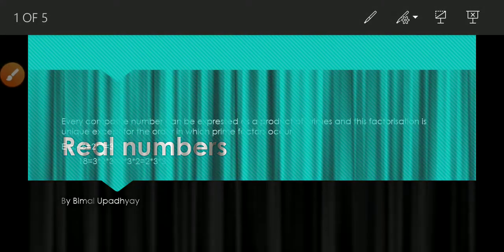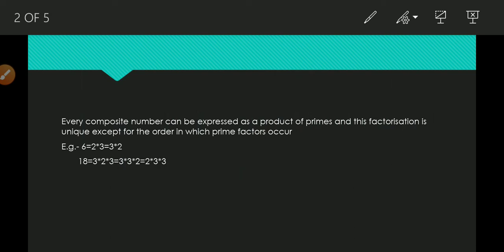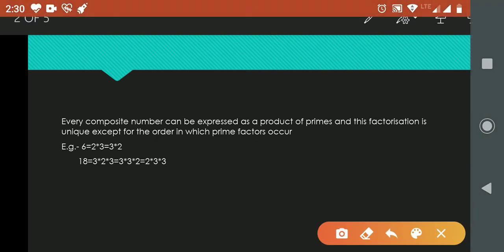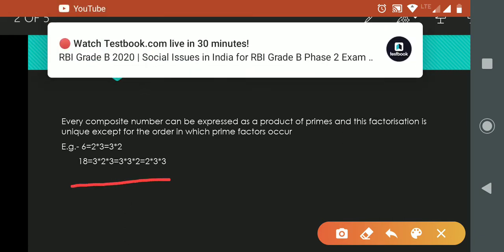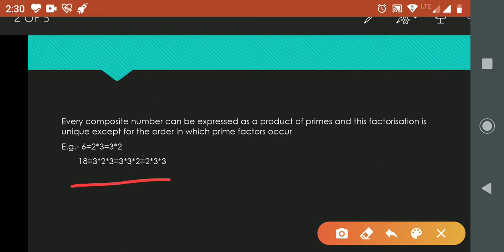First thing we will be discussing is the fundamental theorem of arithmetic. The fundamental theorem of arithmetic says that every composite number can be expressed as the product of prime numbers, and the factorization is unique, but the order of these numbers can be different. For example, 6 can be written as 2 into 3 and 3 into 2. 18 can be written as 3 into 2 into 3, 3 into 3 into 2, 2 into 3 into 3.